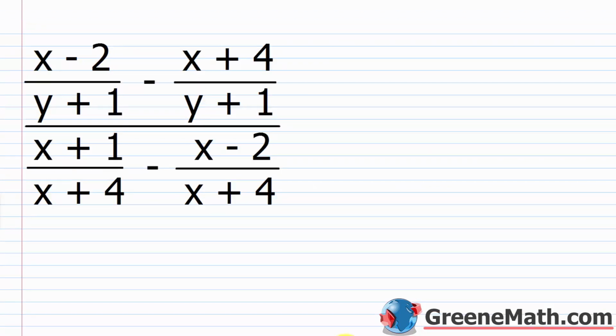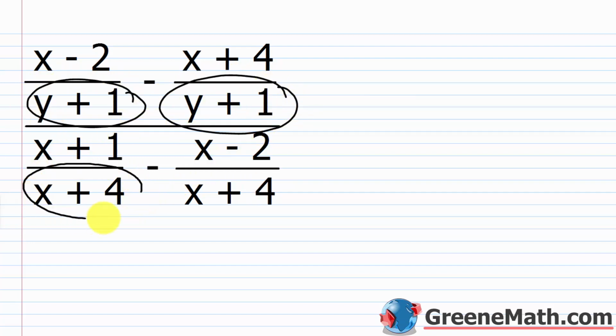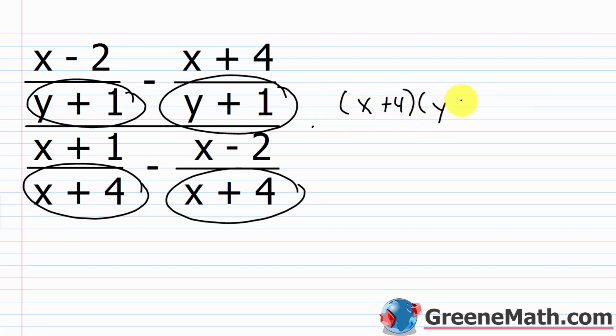All right, let's take a look at one more of these. So we have x minus 2 over y plus 1. Then we have x plus 4 over y plus 1. This is over, we have x plus 1 over x plus 4, then minus x minus 2 over x plus 4. So in this case, we have a denominator of y plus 1, and a denominator of y plus 1, a denominator of x plus 4, and a denominator of x plus 4. So the LCD would be x plus 4 times y plus 1.